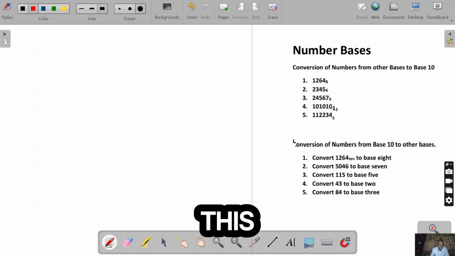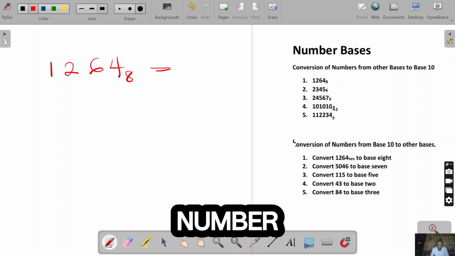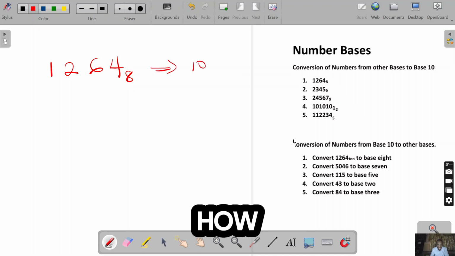So how do I read this first example? 1, 2, 6, 4 base 8. I'm converting this number to base 10. How do I do this? Converting 1, 2, 6, 4 base 8 to base 10. This is how it's done.